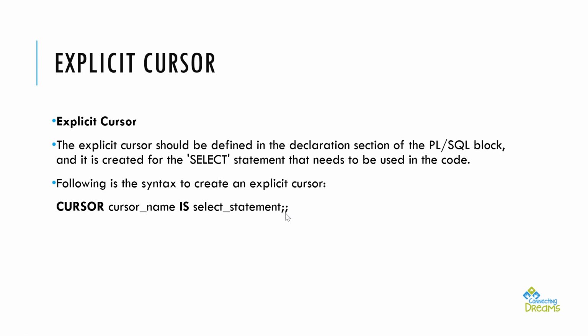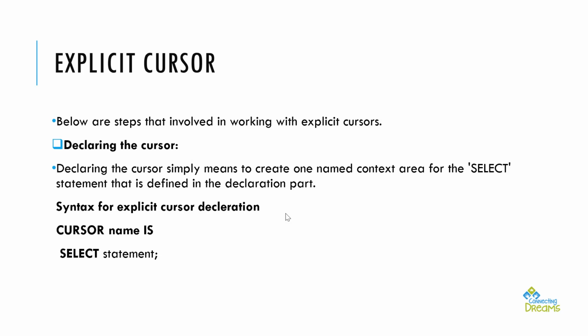Step 1 is to declare the cursor to initialize it in the memory. Step 2, open the cursor to allocate memory. Step 3, fetch the cursor to retrieve data. And step 4, close the cursor to release allocated memory. Below are the steps involved in working with explicit cursors.